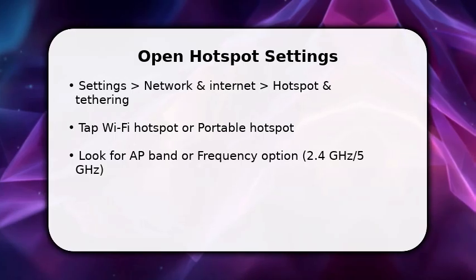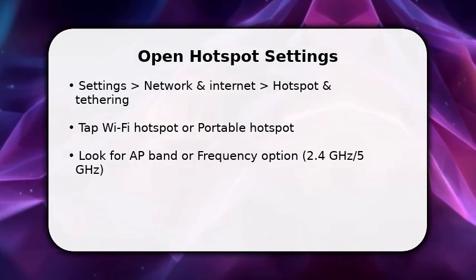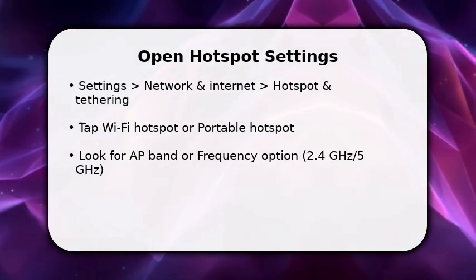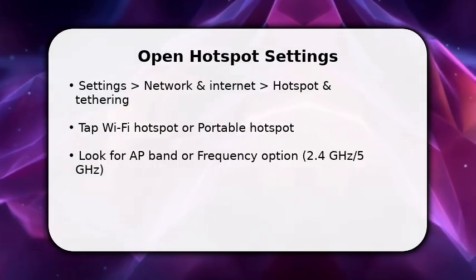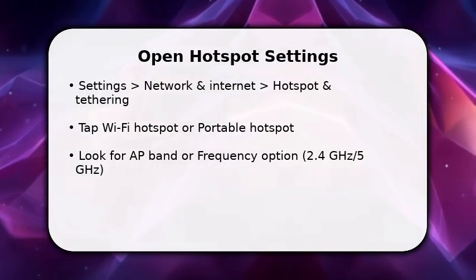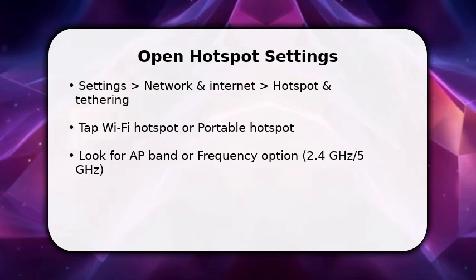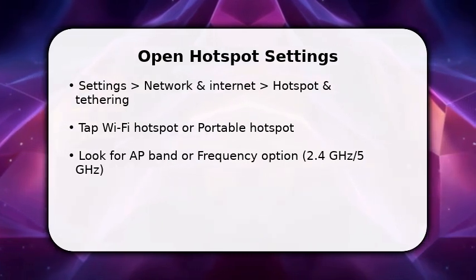You need this menu to pick 2.4 or 5 GHz because the phone's Wi-Fi radio enforces compatibility. Make sure your phone's hotspot is off while changing the band so the selection applies correctly. Next, we'll change the band itself.